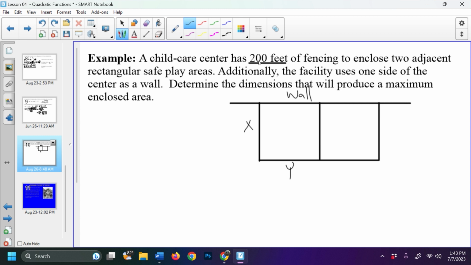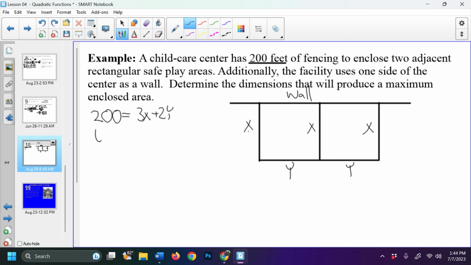And so this 200 feet of fencing is this wall, this wall, this wall, and these two walls. So just to make it simple, I'm going to make from here to here Y, and then this one will also be Y, and then these three parts right here will be X. So the sum of these three X's and these two Y's has to equal the 200 feet. So I am going to say that 200 is equal to 3x plus 2y.